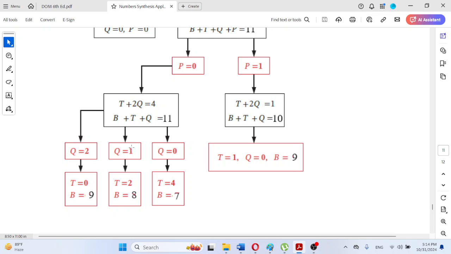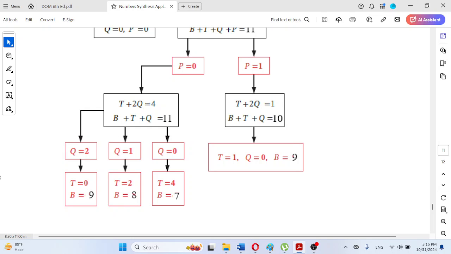So other value, if q is equal to 1, so t will be equal to 4 minus 2, which is t will be equal to 2, and the lower equation will be giving 11 minus 3 will be equal to 8. So 8 binary links, 2 ternary links, and 1 quaternary link. So 8 plus 2 plus 1, so 11 links have been satisfied.